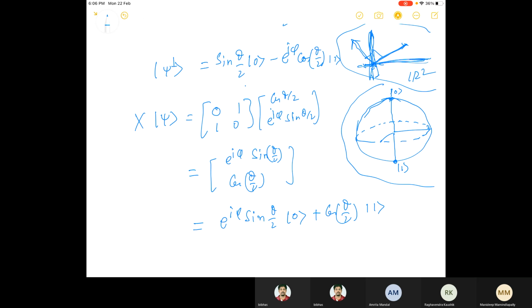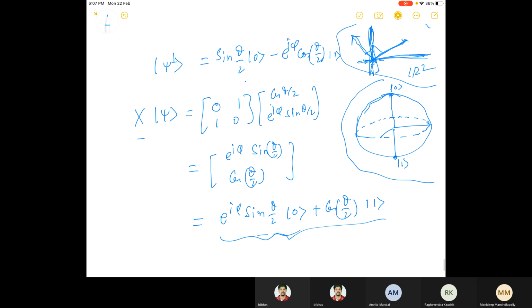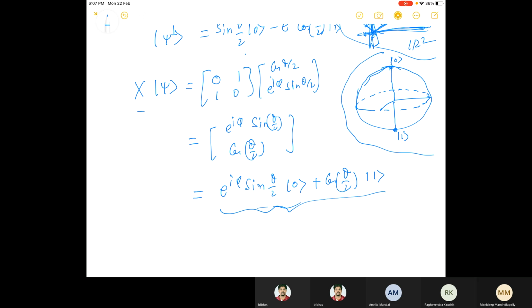The question is, is it orthogonal to psi? If it is, then you can say that this X gate is a replica of the classical NOT gate. But you can find out that this is not orthogonal to psi. It is not equal to psi perp. So it's not a replica of the classical NOT gate. It is something different from the classical NOT gate.